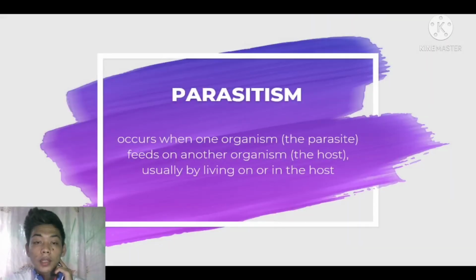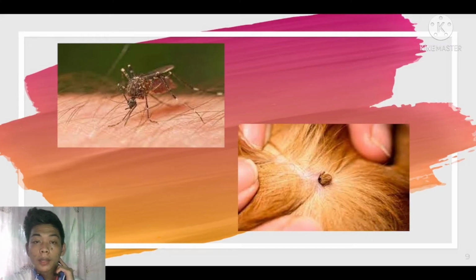Okay, moving on. Parasitism. Parasitism occurs when an organism, the parasite, feeds on another organism, the host, usually by living on or in the host. So, examples of parasitism. The mosquito sucking blood from human skin. The next image, the flea, and I think this is a dog.